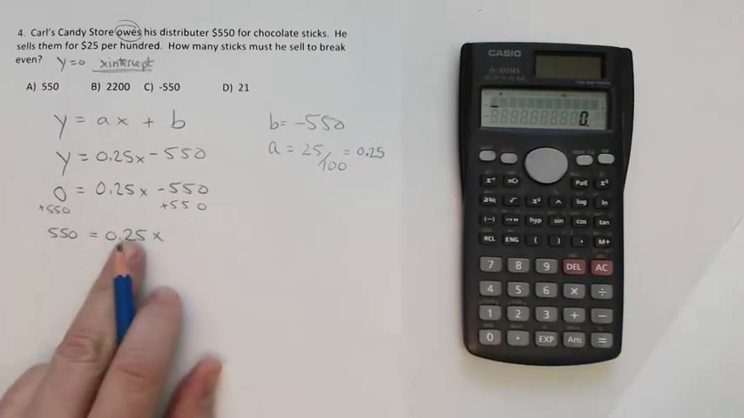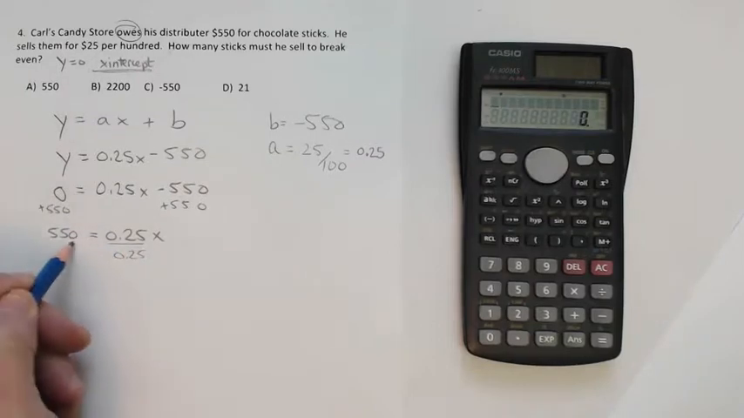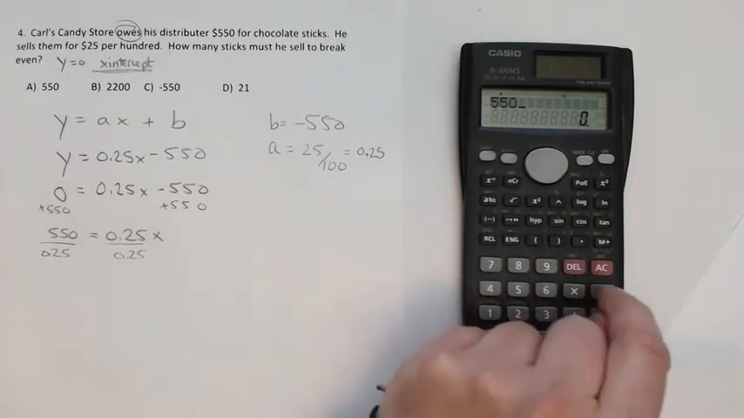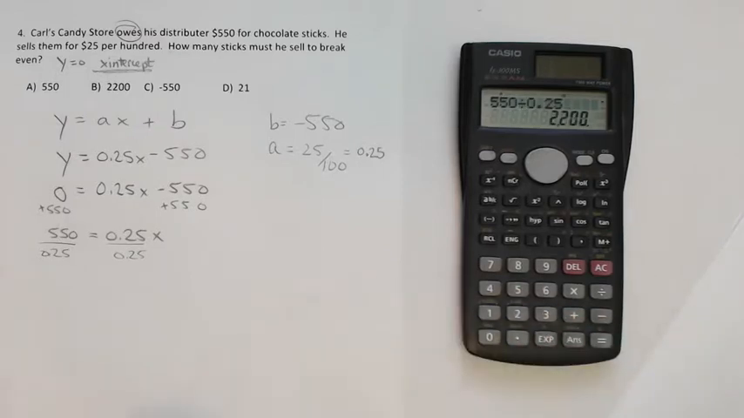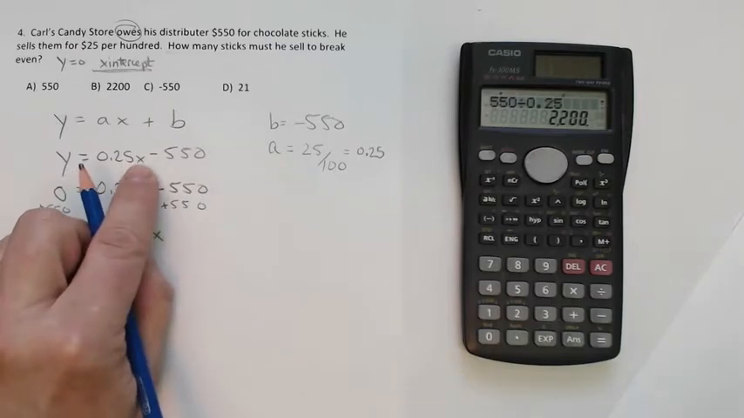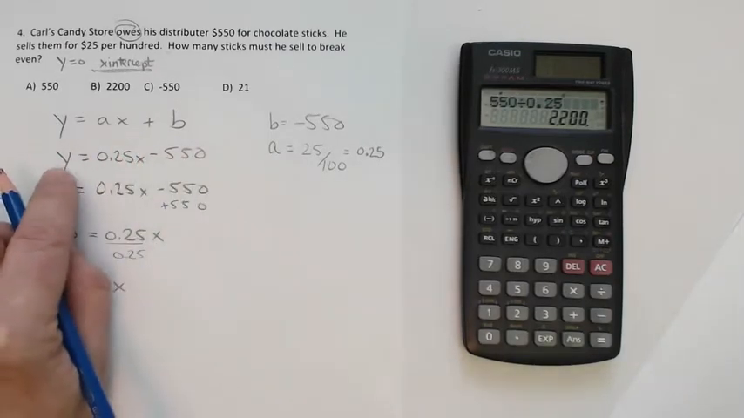We're going to divide both sides by 0.25. And you're going to see you get 2,200. So he's got to sell 2,200 of those sticks to make it back, right? 2,200 sticks. 2,200 times 0.25 will give me 550, minus 550 gives me y equals 0.